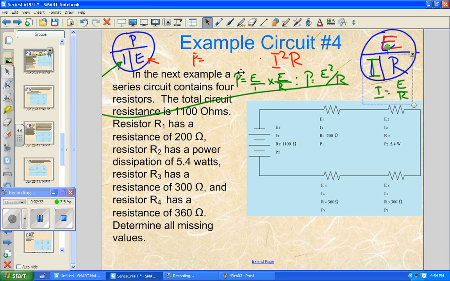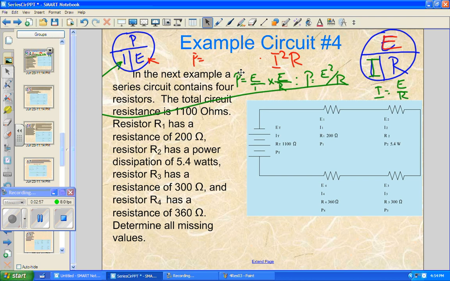In this example, we have a resistance total of 1100 ohms. In resistor 1, we only know that it has 200 ohms. In resistor 2, we know that it's dissipating 5.4 watts. In resistor 3, we know that it has 300 ohms. In resistor 4, we have 300 ohms. What's wrong with the way Mr. Herman has laid this out for us?